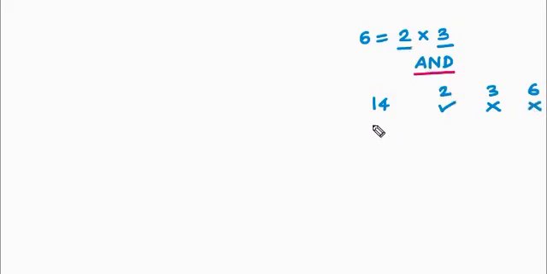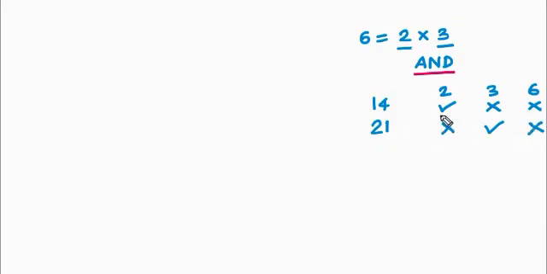Let's take another number. This time let's take 21. Is it divisible by 2? No, because it is an odd number. So it is not divisible by 2. Is it divisible by 3? Sum of digits is 2 plus 1, 3. Hence, yes, it is divisible by 3. Let's look if it is divisible by 6. 6 3s are 18 and 3 is a remainder. So it is not divisible by 6.